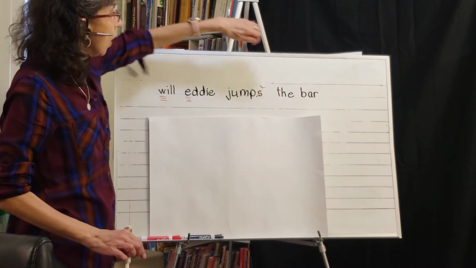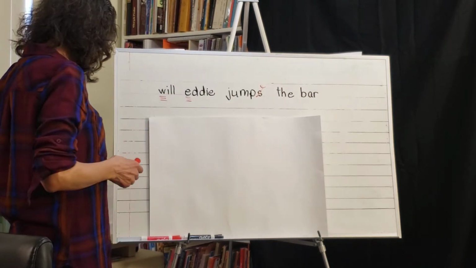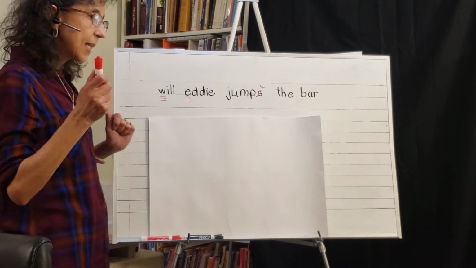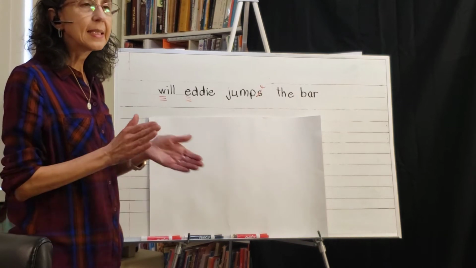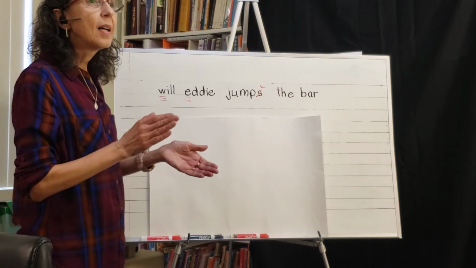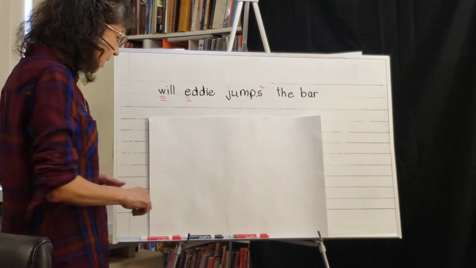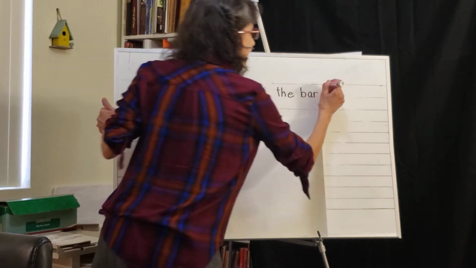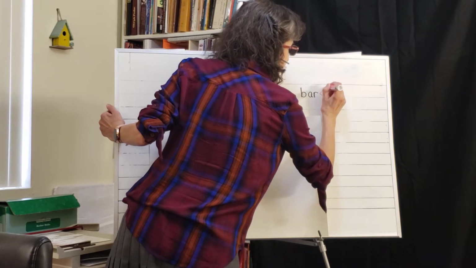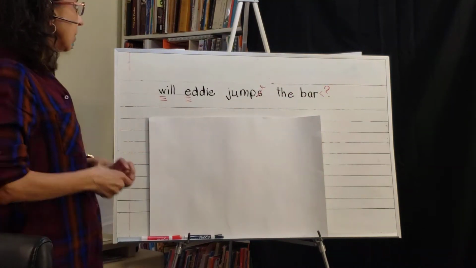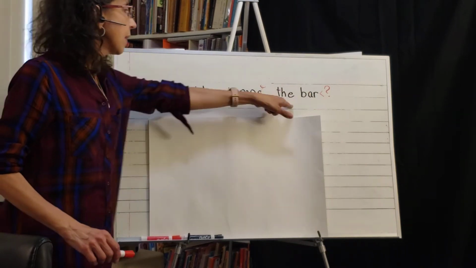Now, what will go at the end? What kind of sentence is it? Did somebody say interrogative sentence? Good, let's say it together. Ready? An interrogative sentence asks. It's called a question, and it ends with a question mark. So let's put it on there. And we're going to go ahead and say insert question mark. All right, there we go. Try that. Will Eddie jump the bar?